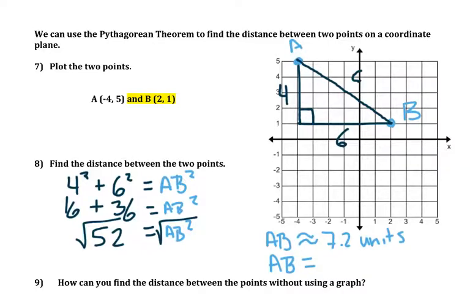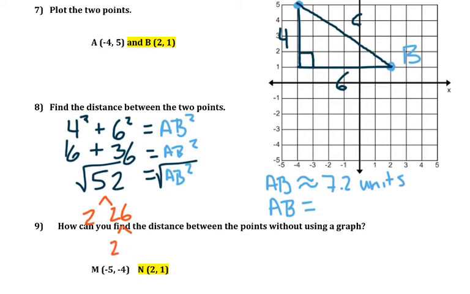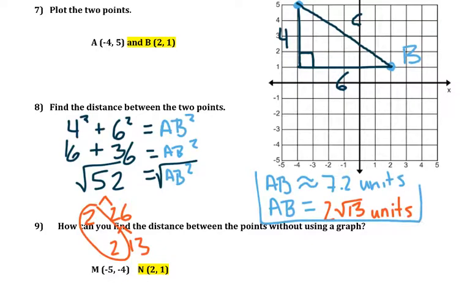So 52 can be factored to 2 and 26, which can be factored to 2 and 13. And so notice we have a pair of 2's. So we're going to have 2 square root 13 units. So the distance from A to B is 2 root 13 units, or approximately 7.2 units.